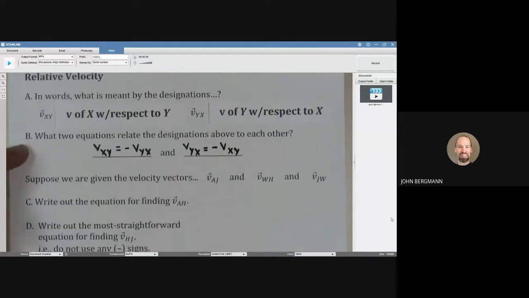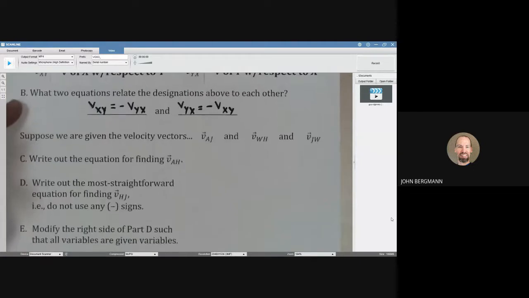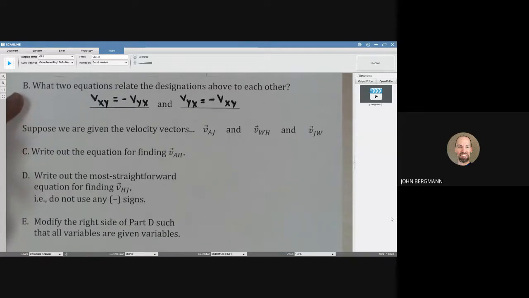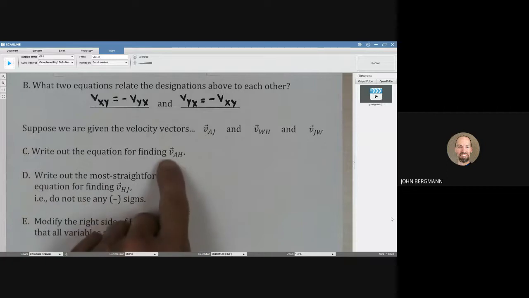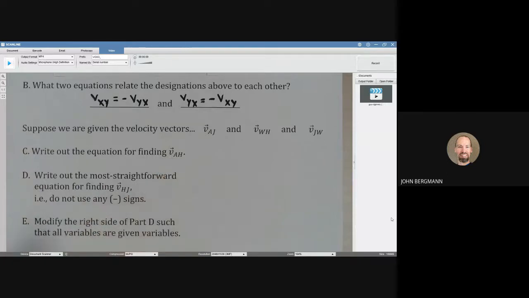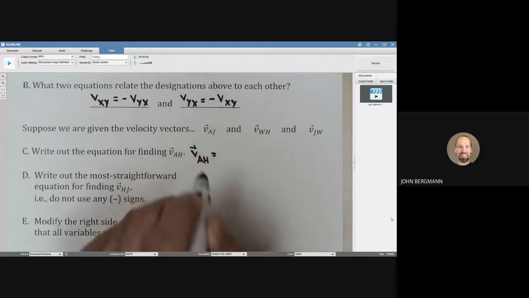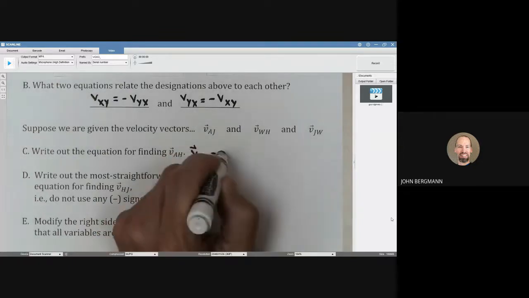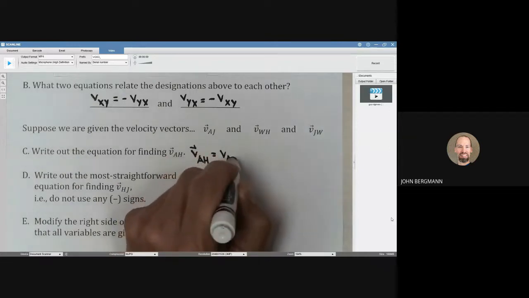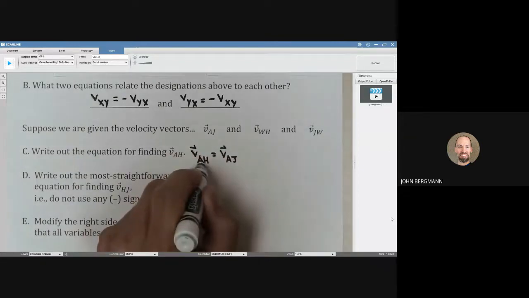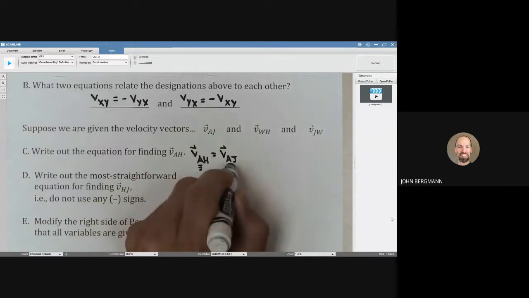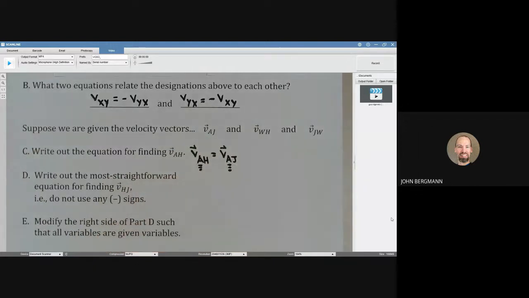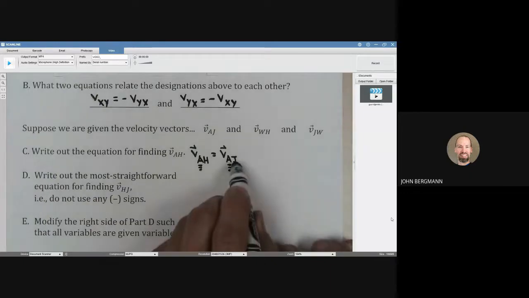Suppose we are given the velocity vectors as shown here, and we want to write out the equation for finding the velocity of A with respect to H. So the first vector that we need to write needs to have the A first, and that's this one right here. So we're going to go the velocity of A with respect to J. That A has got to be first. Then the next vector that we write has to have J first.